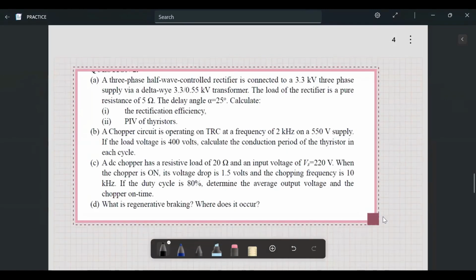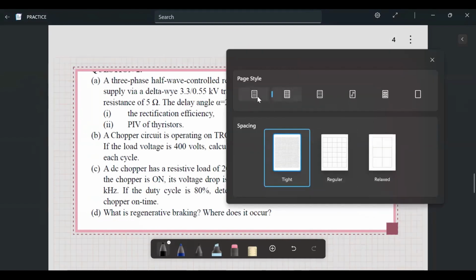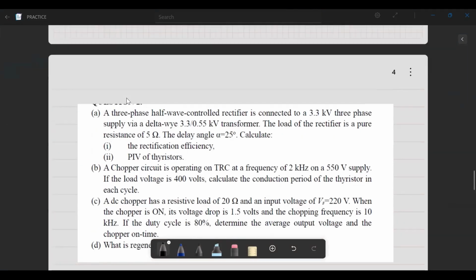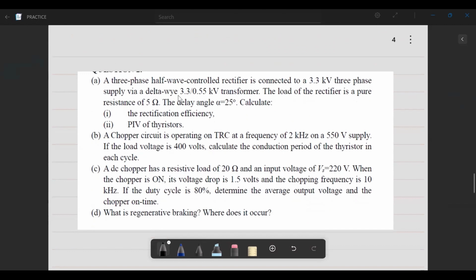Any question? Okay, so this is what we have. Okay, change page style. A three-phase half-controlled rectifier is connected to a 3.3 kV three-phase supply via a delta-Y 3.3 kV/0.55 kV transformer. The load of the rectifier is a pure resistive 5 ohms. The delay angle alpha is equal to 25 degrees. Calculate the rectification efficiency. Okay, so the calculation is still the same, just like the first question.